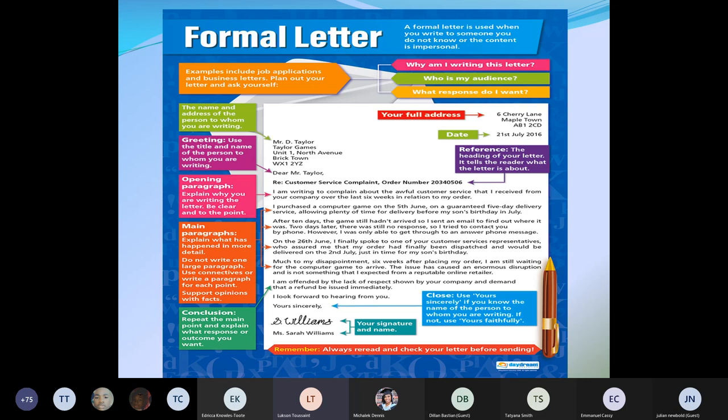Third question you want to ask yourself: what response do I want? So what is the purpose? Why am I writing this letter? Who is my audience? What response do I want? At the end of the day, what do I want this individual to do for me? So we definitely have, at the right hand, your full address and the date. For us, we had the P.O. box.